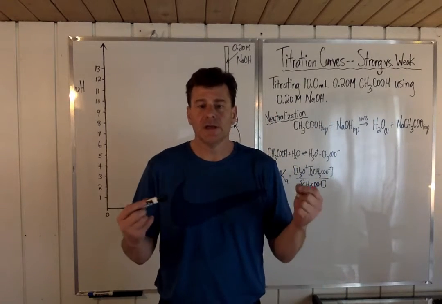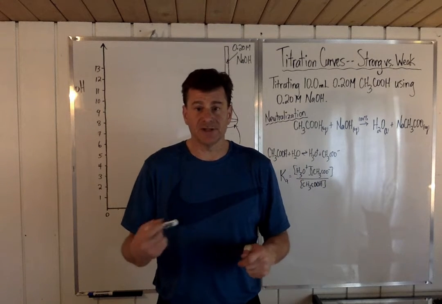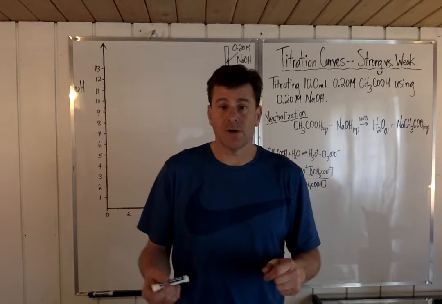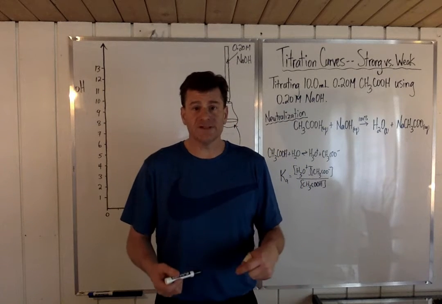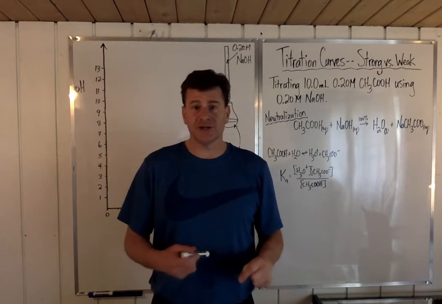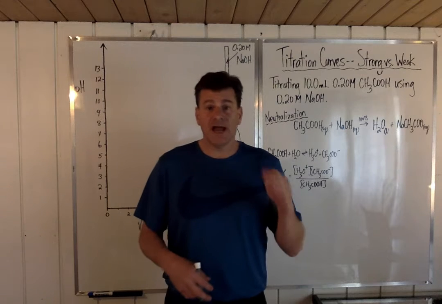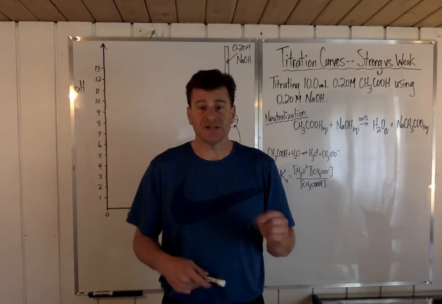What was very identifying about the fact that you were titrating a strong acid with a strong base was that the equivalence point, so the middle of that really steep rise in the titration curve, was at a pH of 7, because the pH at equivalence for a strong titration is pH of 7.